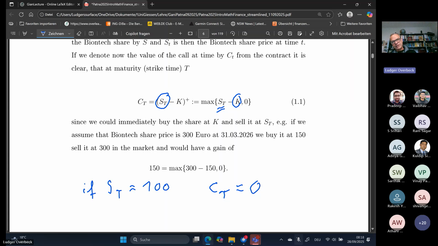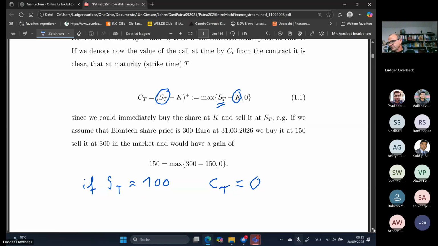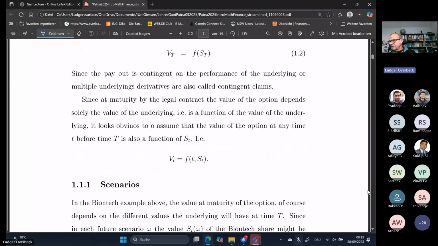But for this, you have to pay something today. The bank won't give it as a present to you. You have to pay money for this. And we want to figure out how much is reasonable to pay for an option like this.